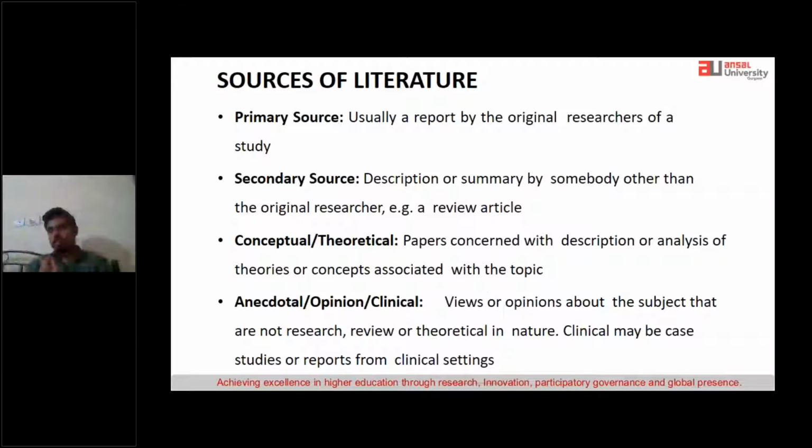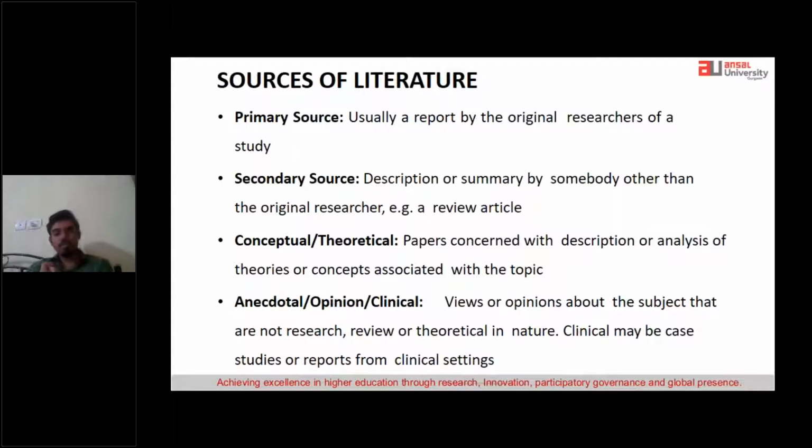Okay, so this is about what we have discussed so far about the literature search: what kind of platform we can use, what the methods are, and how we can go about searching the literature. Then comes the sources of literature. Basically, what are all the sources of your literature? Because PubMed only gives you literature related to research articles. But research articles are not the only source of your literature. There are so many other sources you can look into for finding information.